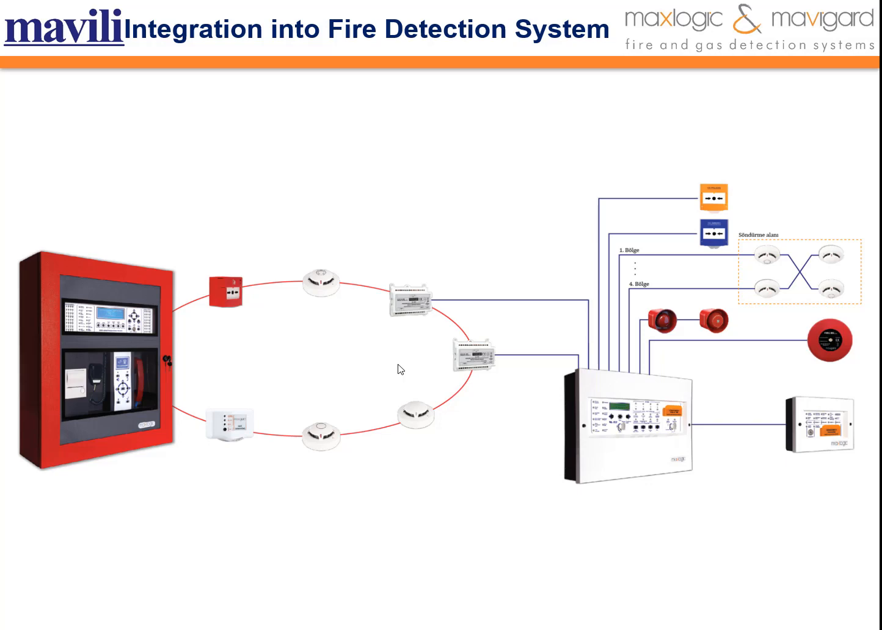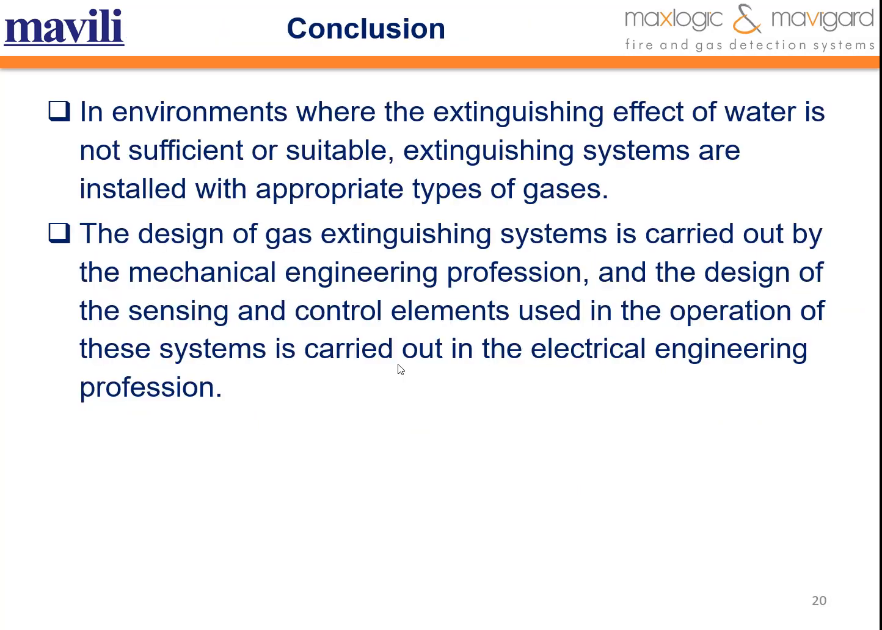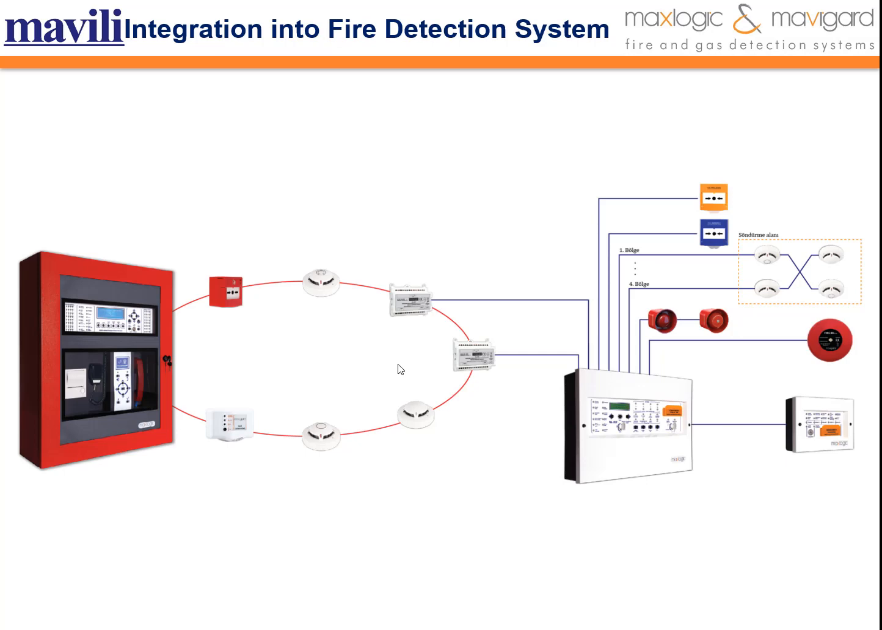Integration into fire detection systems. As you can see, our extinguishing systems can be controlled and monitored with our addressable system. If a gas extinguishing system is installed in a building, and there is a detection and warning system in the building, the alarm and fault outputs of the extinguishing system are connected to the fire alarm system, and it can be monitored with separate zone indicators.